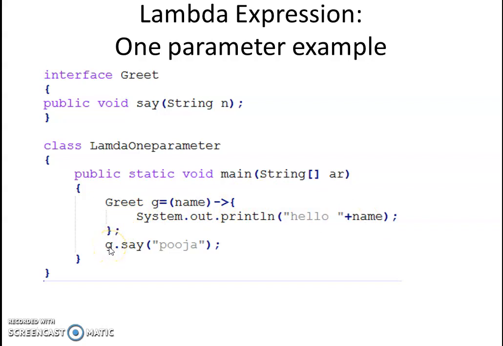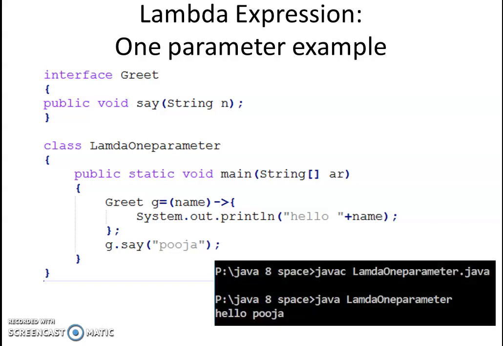Next we are invoking this method with parameter puja, end of main function, end of class. So when we compile this code and we run this code, output will be hello puja, because in this case parameter provided is puja. This particular parameter will be copied to this and it will print hello and this name, right? So this particular lambda expression is providing definition of this particular method, right?